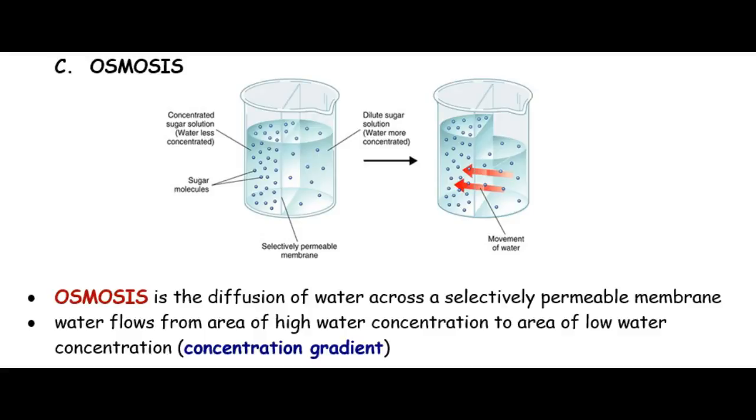So here is the second of two videos on passive transport. We left off discussing simple diffusion and then facilitated diffusion. And so the last of the three types of passive transport is osmosis.